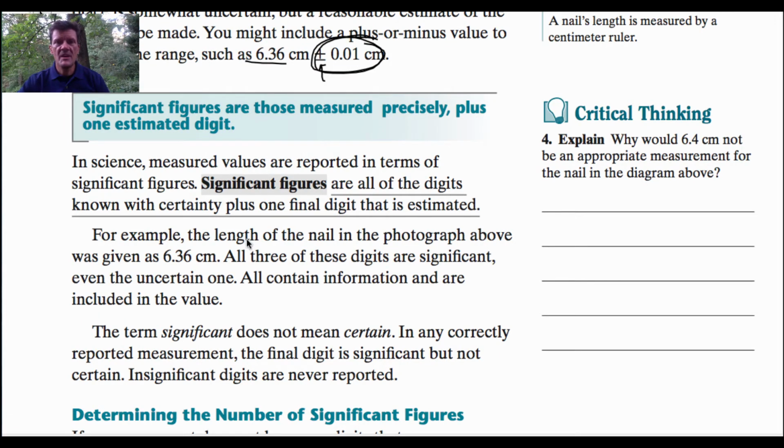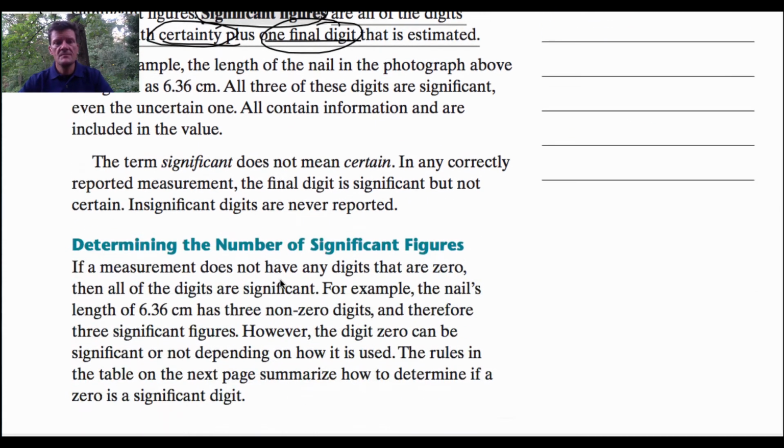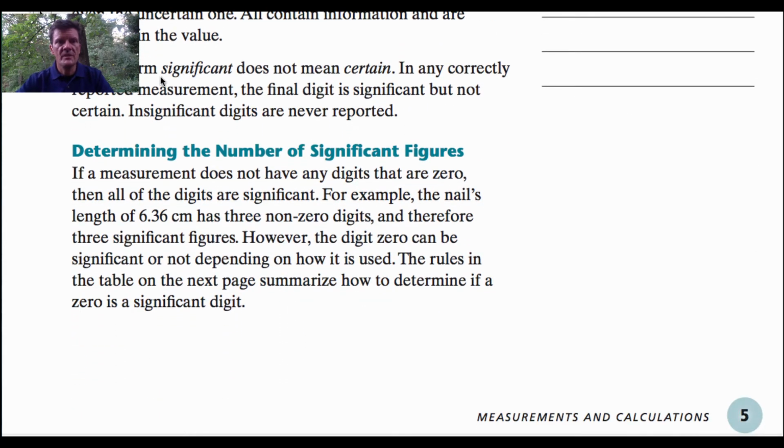So we want to count the numbers in our measurement that are part of the measurement, that are certain plus one more guess. The significant figures are the numbers in your measurement that you are certain about, plus that one more that is estimated. Those are your significant figures. Those are significant to your measurement. Okay?